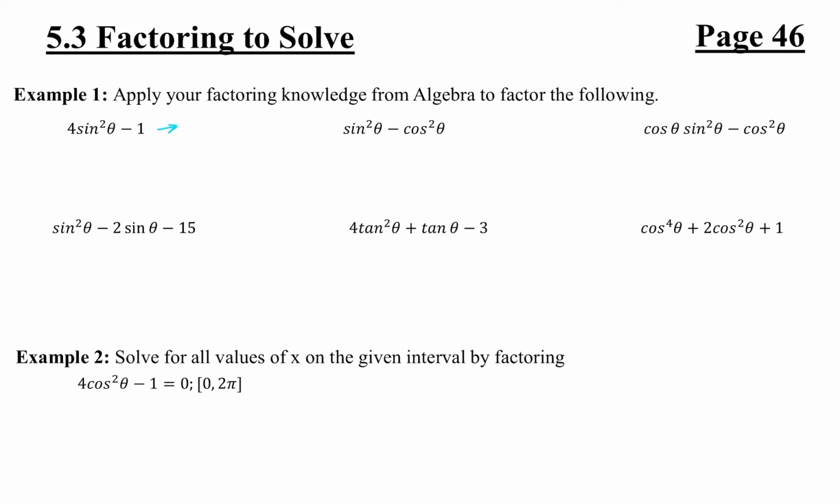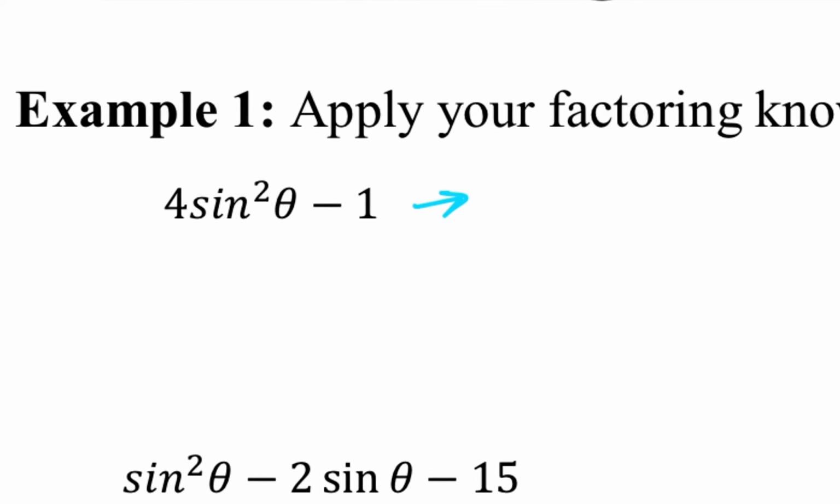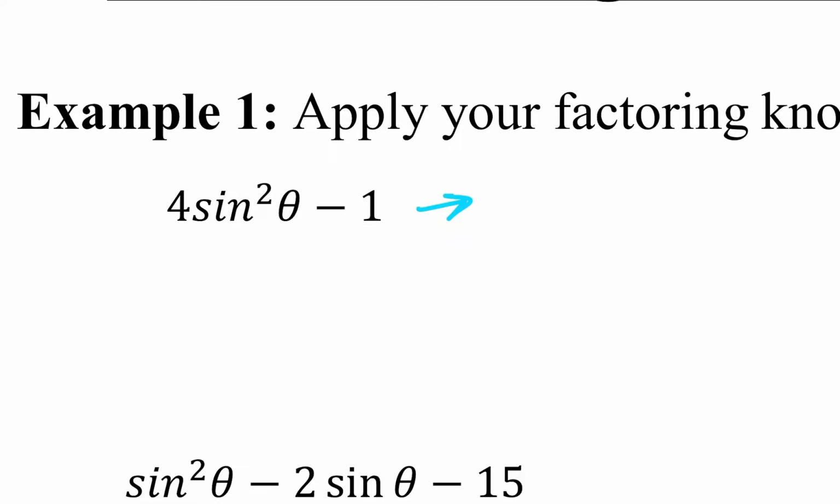So if you take a look at this first one, you can see that it says 4 sine squared theta minus 1, right? But if you were instead to replace this sine squared of theta with x squared, it would say 4x squared minus 1. You know how to factor that. That is something we learned how to factor like at the beginning of Algebra 1. You're just taking those same rules and applying them here.